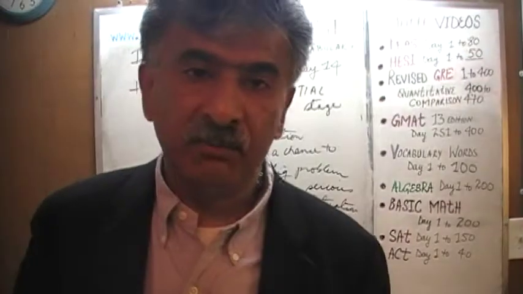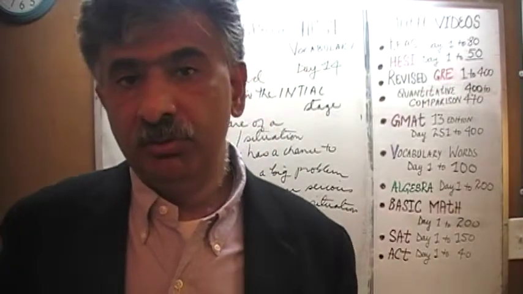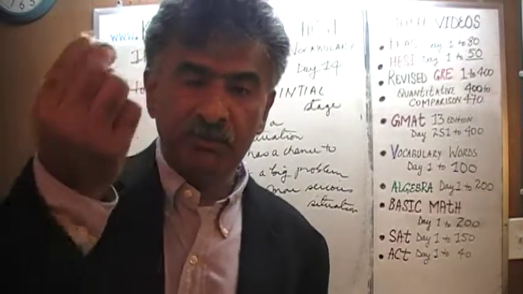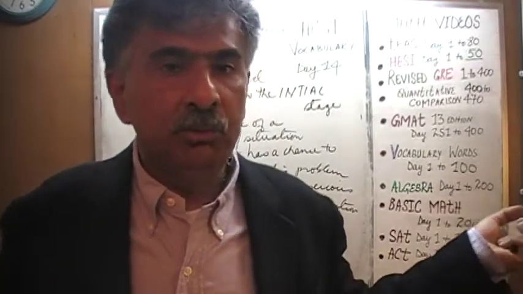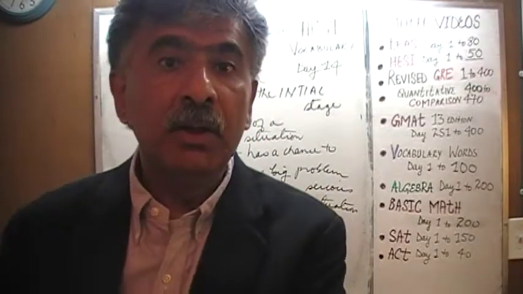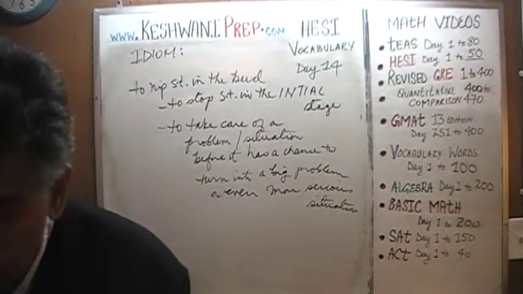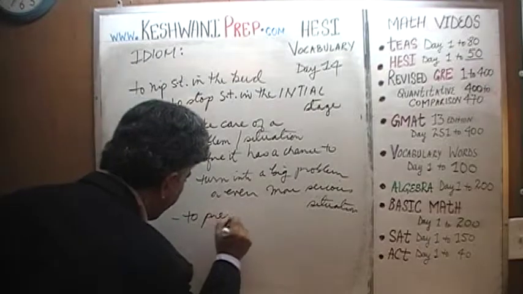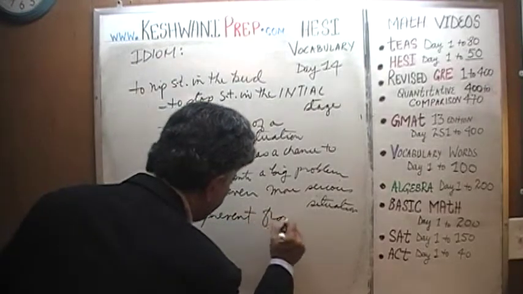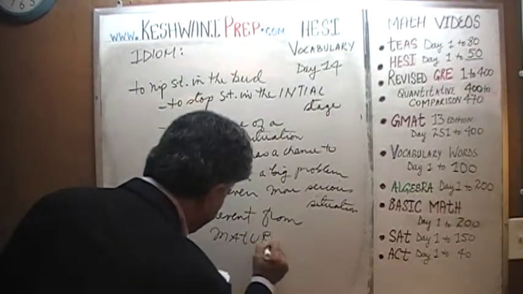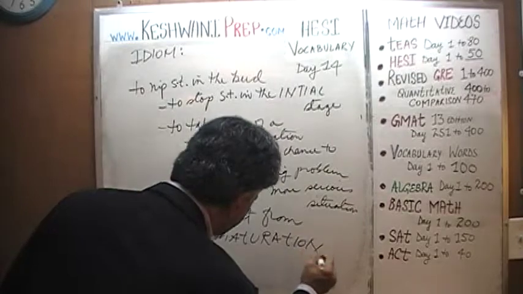To take care of the problem right in the initial stage, you nipped it in the bud. You took the bud and you nipped it. It will no longer grow now. You prevented it from growing. You prevented it from maturation. It means to prevent from maturation.